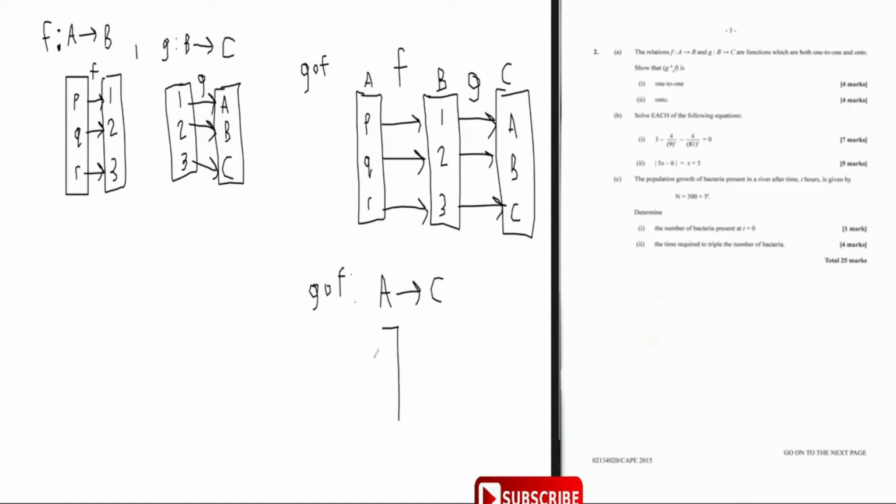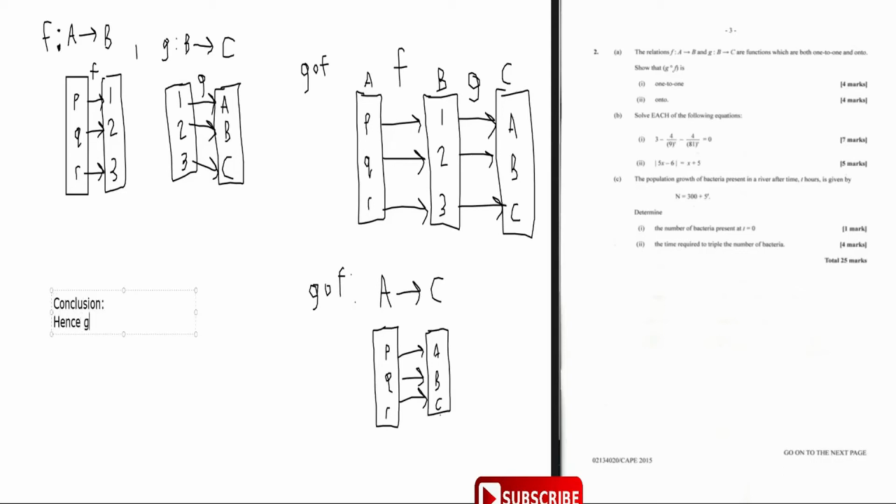So finally, I'm going to write it down here that G of F is P, Q, R, and it's being mapped to A, B, C. This is using examples, and so hence as we can see, we can make our conclusion now. Let's write the conclusion over here. Conclusion.